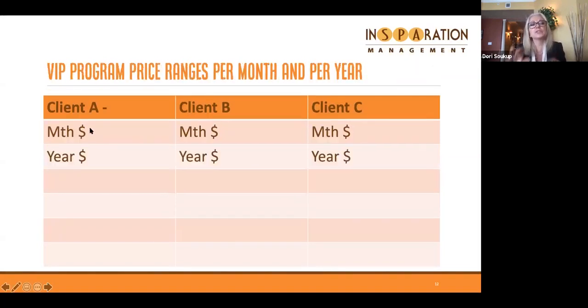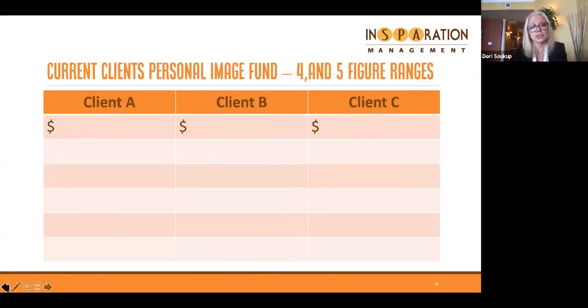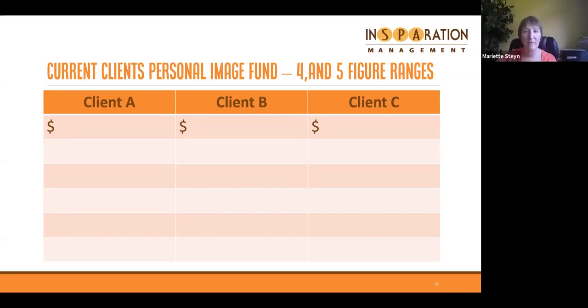Then what I want you to do is actually fill in these charts here. Who's spending 4 figures, who's spending 5 figures with you? And then you write the amount down for how much each of them are spending. Now, do you see why this exercise is important? Mhm. Why is it important?